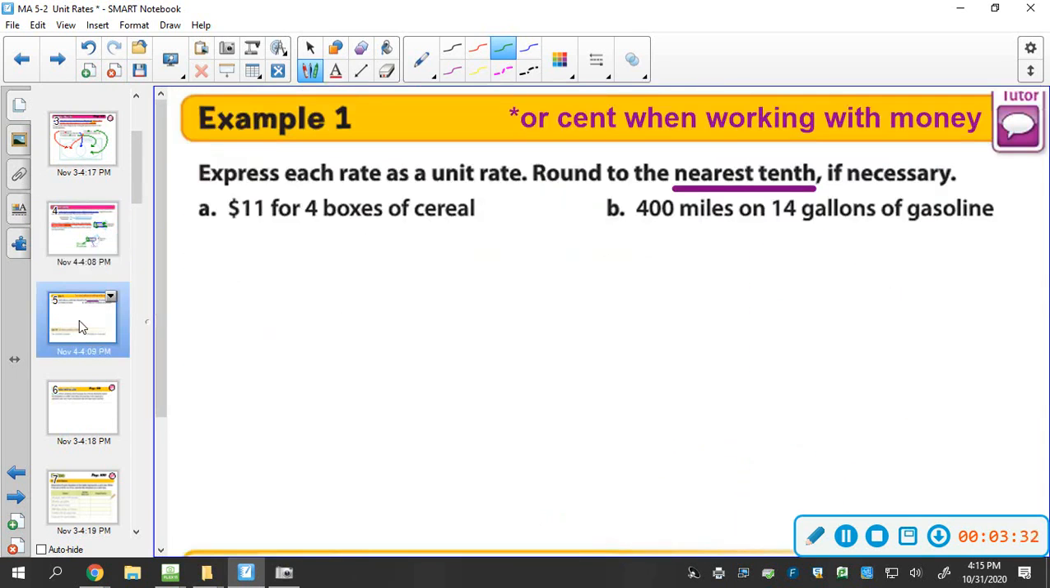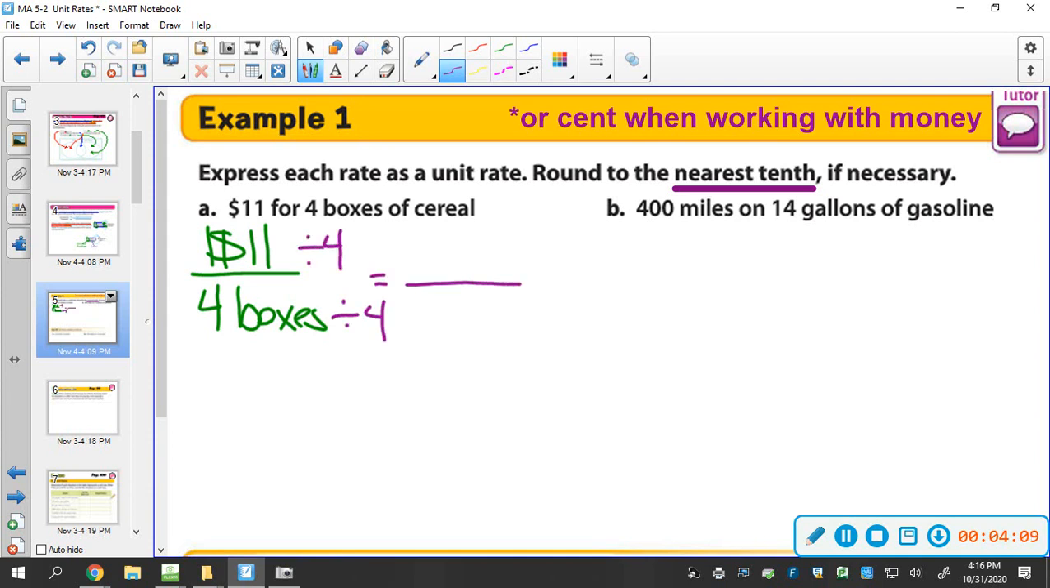So example 1 says express each rate as a unit rate, round to the nearest tenth if necessary. And up at the top you can see it says or cents when talking about money. So for money you always go to 2 decimal places. So on the first one it says $11 for 4 boxes of cereal. So that'd be $11 over 4 boxes. Remember, we want to get it for 1 box. That's what it means for a unit rate. So I always divide by whatever that bottom number is. If I divide by it on the bottom, I have to do it on the top.